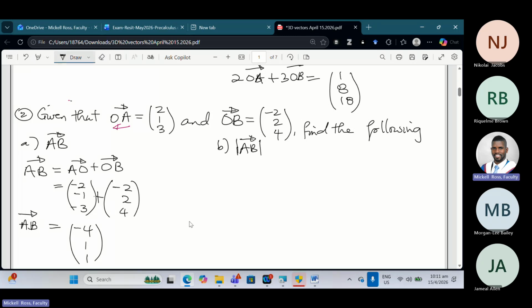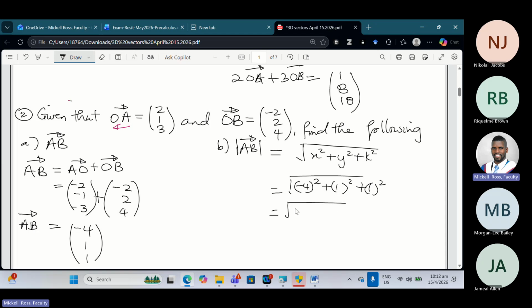And now we need to go ahead and find the magnitude of it, which is just going to be equal to x squared plus y squared plus z squared, or whatever letter they use. So we know that AB is -4, 1, 1. So it's going to be the square root of -4 squared plus 1 squared plus 1 squared. So it's going to be equal to 16 plus 1 plus 1, which is the square root of 18.